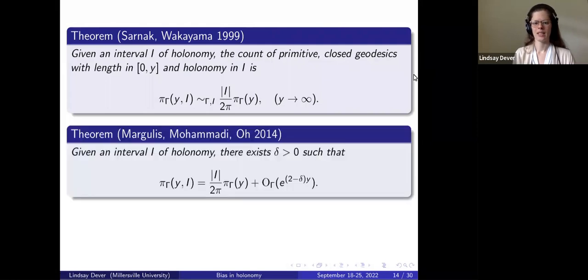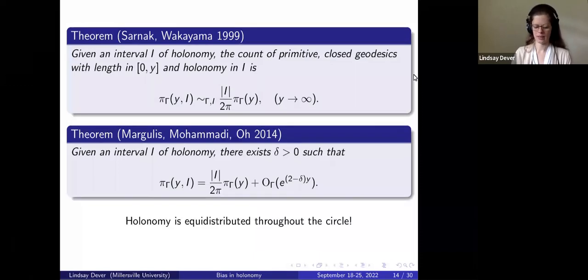Okay. So in 2014, Margulis, Mohammadi, and Oh further generalized this result to Zariski dense spaces. And they also proved a small unspecified power savings in the error term. All right, so the moral of the story is that holonomy is equidistributed.